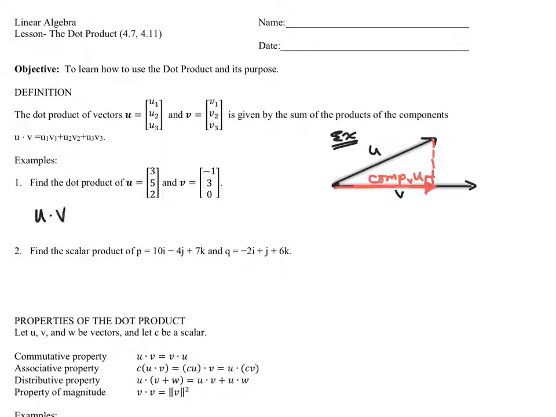So u dot v is going to tell us to take, and it's going to be a scalar result, 3 multiplied by -1 plus 5 multiplied by 3 plus 2 multiplied by 0. So -3 plus 15 plus 0, because again, no matter how much you want to write it, 2 times 0 is not 2. All right, and so we get a result of 12.